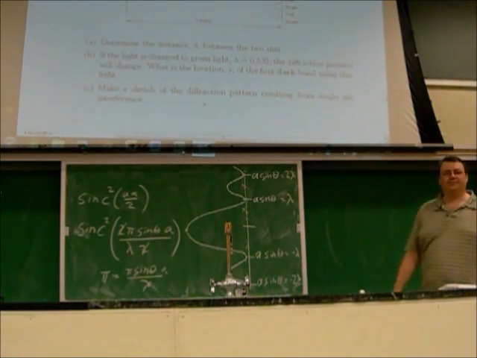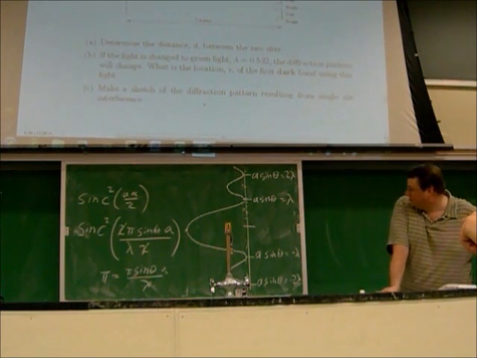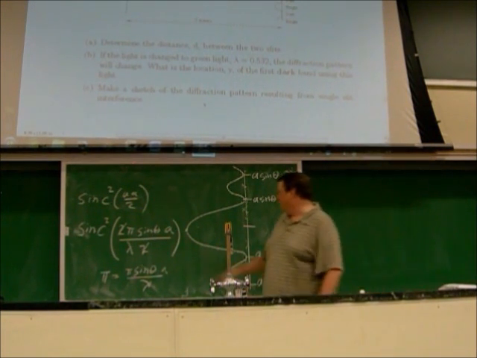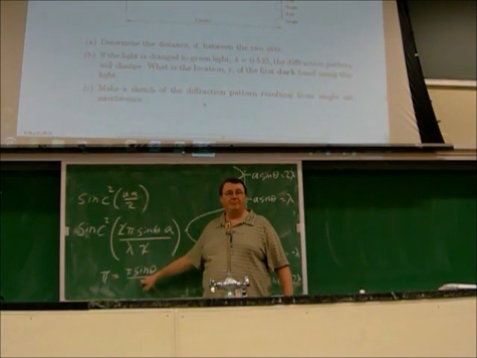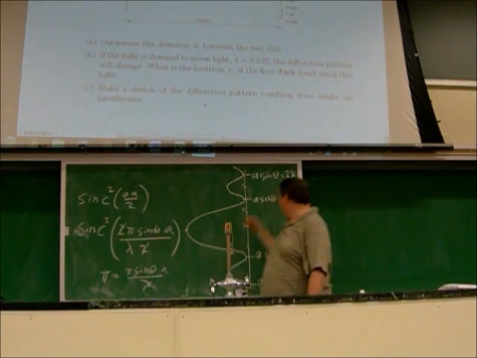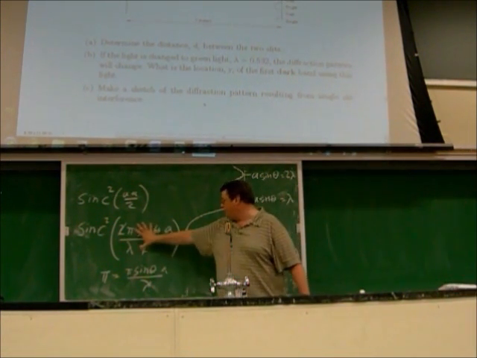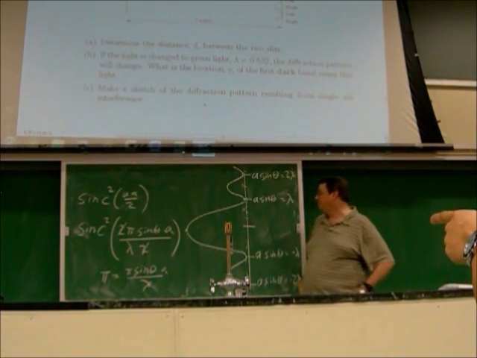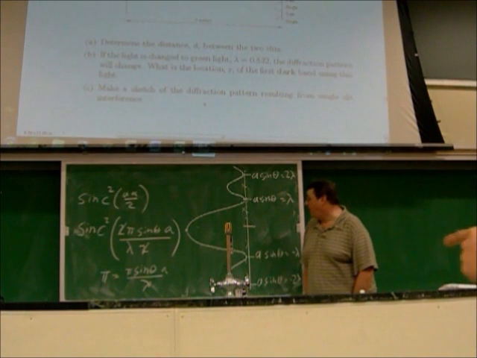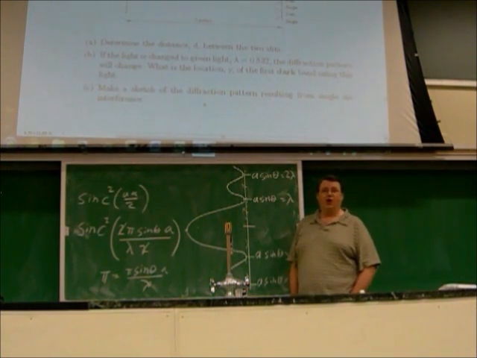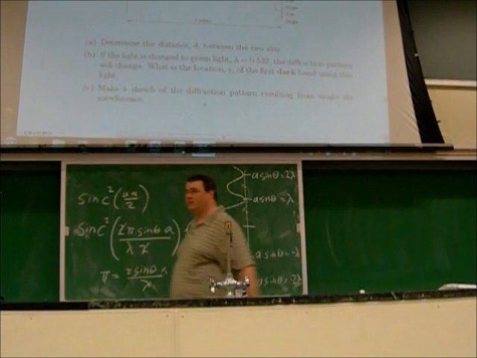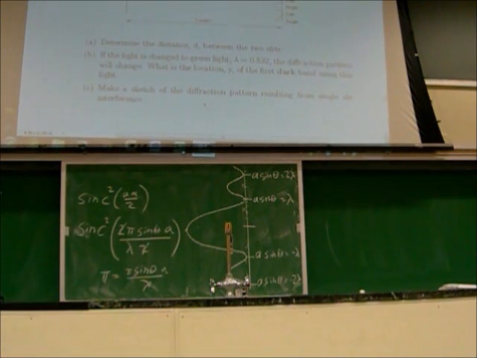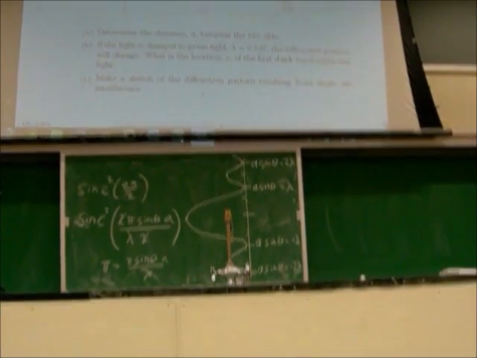Sorry, this is the last equation. That's sine theta. That's sine u a, right? That's setting this equal to pi. And that's the condition for here. If this equals 2 pi, that's the condition for here. So that's pi sine theta times a over lambda.